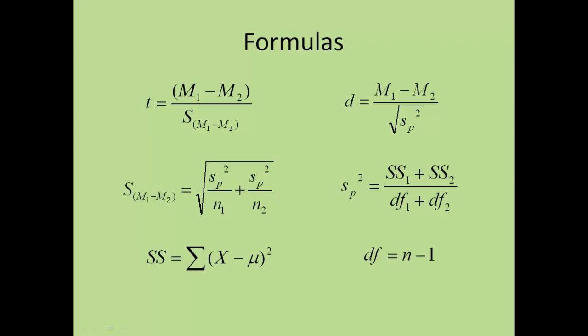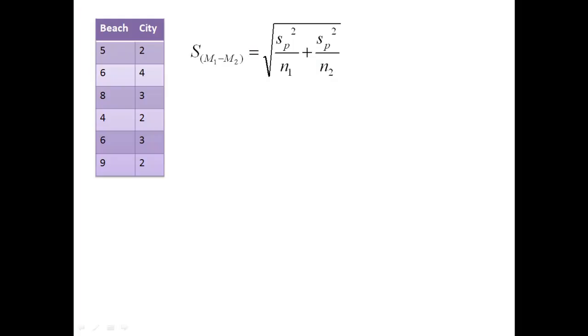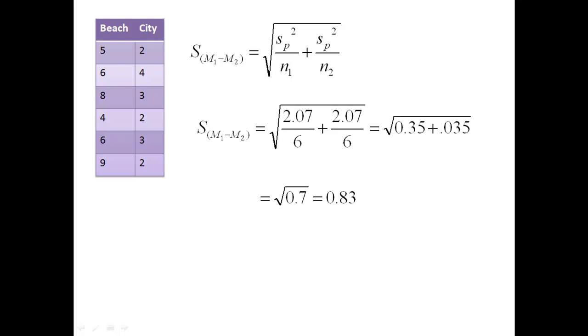And now we have our pooled variance, and we can calculate the standard error of the mean. So here's the formula for the standard error of the mean again. The standard error of the mean is a really straightforward calculation. We just calculated the pooled variance, and we know that it was equal to 2.07. So you just plug and chug, and you end up with a standard error of the mean of 0.83.